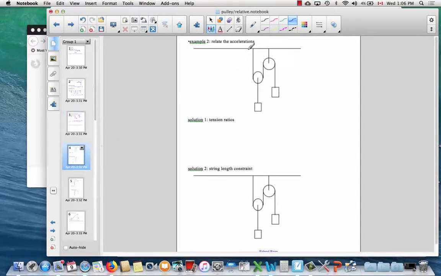So let's try a typical problem here. Here we've got a block and pulley system. Here's a moving pulley, and we will relate the accelerations of these two masses. First of all, if this string had tension T, then it's wrapping around here still with tension T, and around here still with tension T.